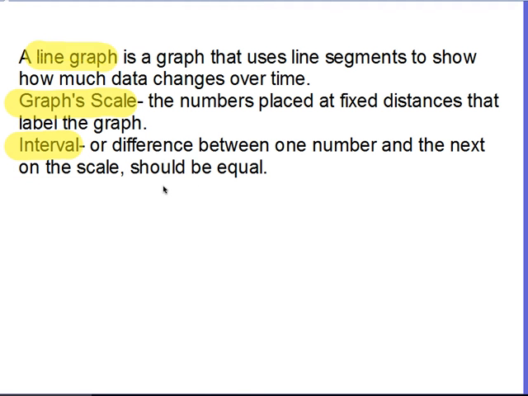Okay, you need to open up your notebook and double check where you have line graph and make sure you have the definition. Line graph is a graph that uses line segments to show how much data changes over time. You need to add graph's scale, the numbers placed at a fixed distance that label the graph. Interval is the last one, or difference between one number and the next on the scale. They should be equal.